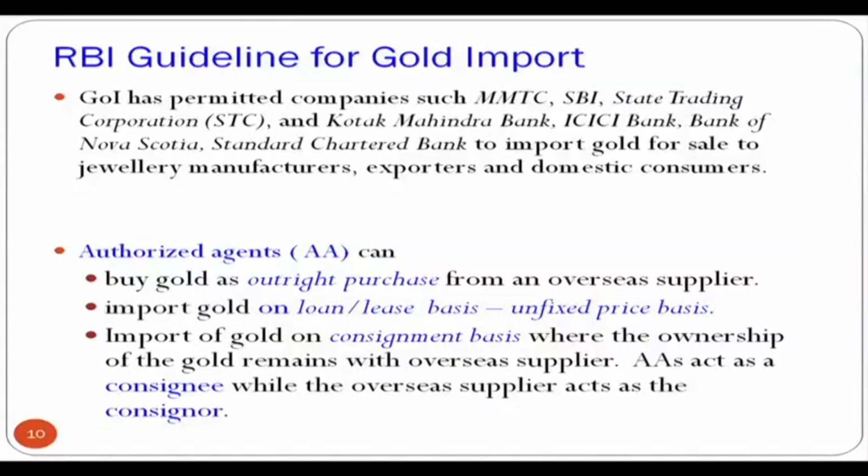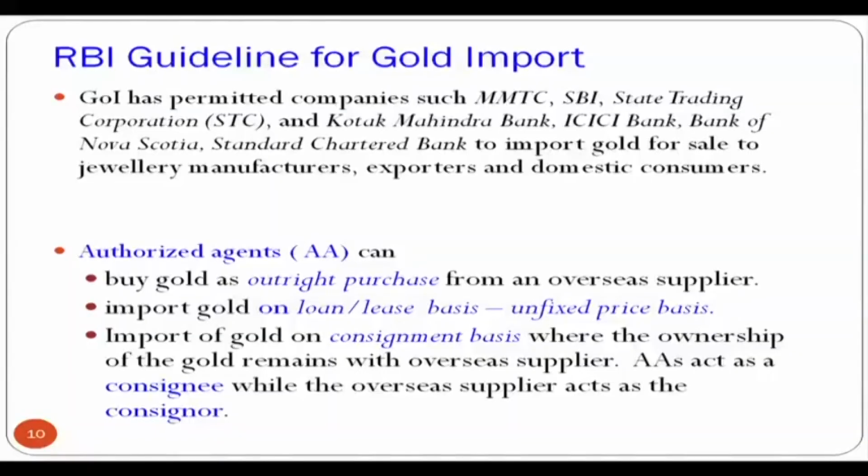So who are the authorized agents? If you see the details mentioned here, RBI or the Government of India has permitted companies such as MMTC, SBI, State Trading Corporation, Kotak Mahindra Bank, ICICI Bank, and Bank of Nova Scotia, etc., to act as authorized agents. What is the role of authorized agents? These agents can import gold from overseas suppliers.